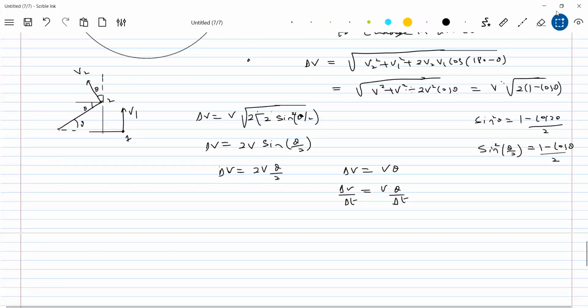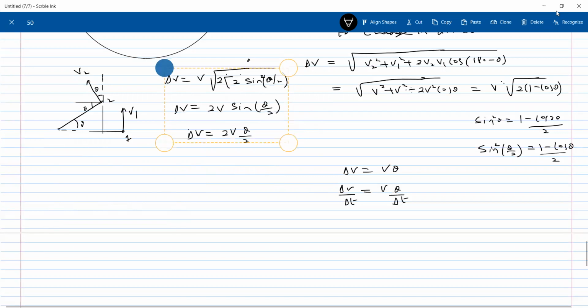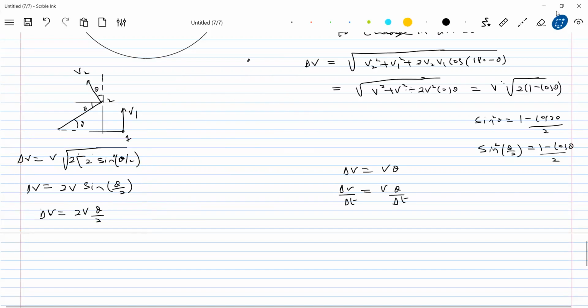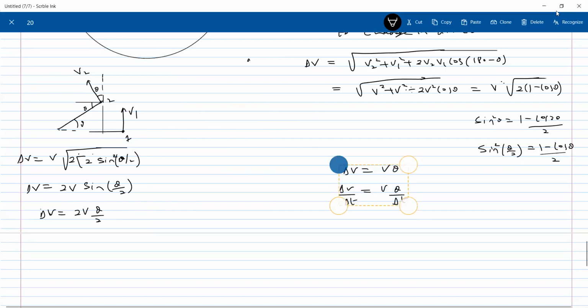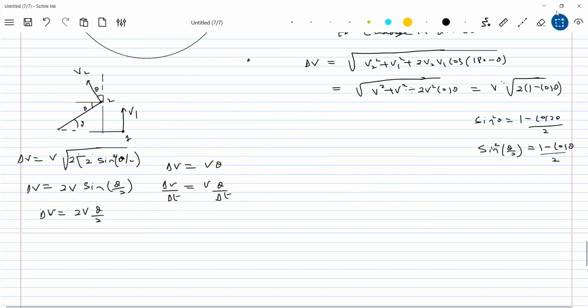I'm showing this by several methods. In different books, different methods are given, no? So that's why I'm introducing all of them. So delta v by delta t, this I'll call centripetal acceleration. V into theta by delta t, this will become angular velocity.